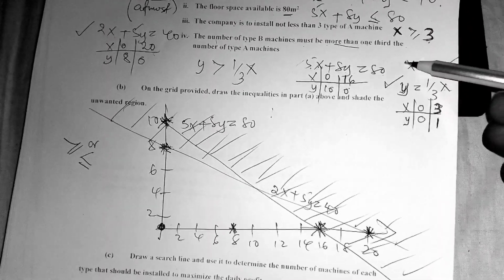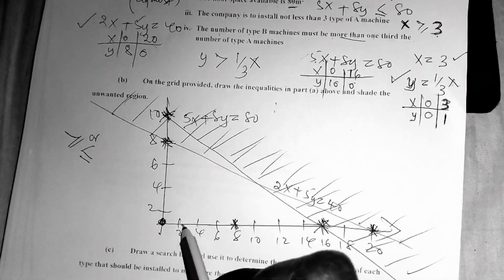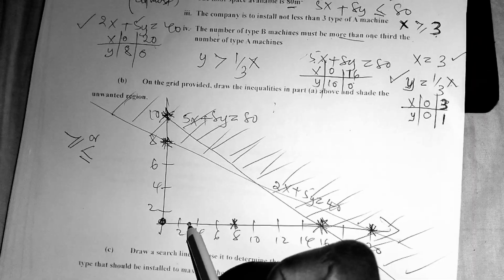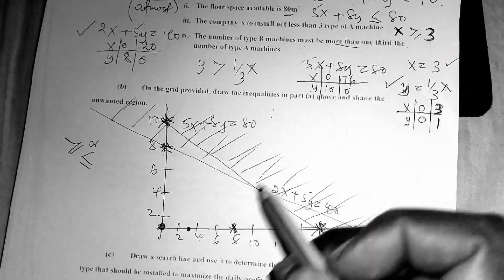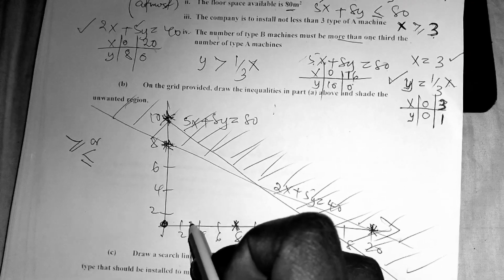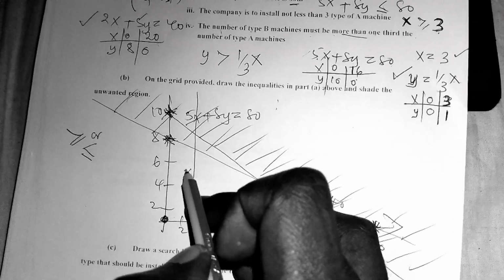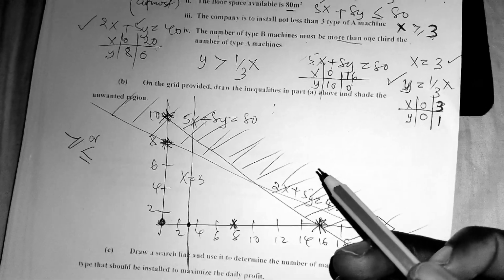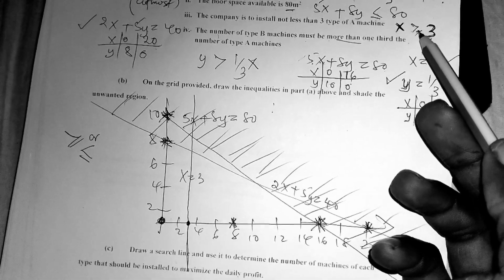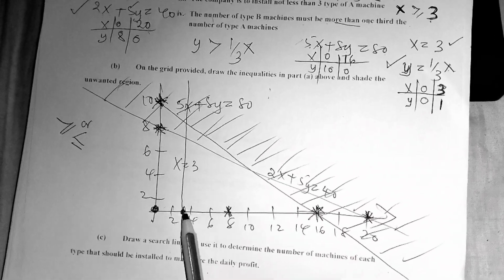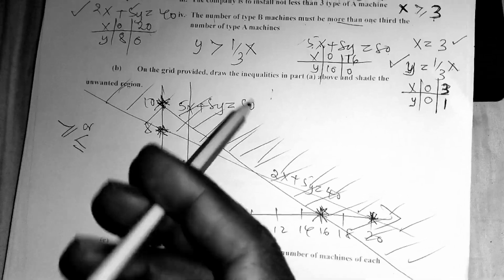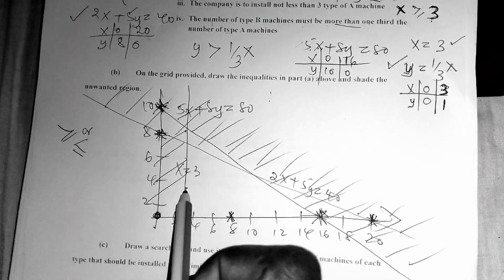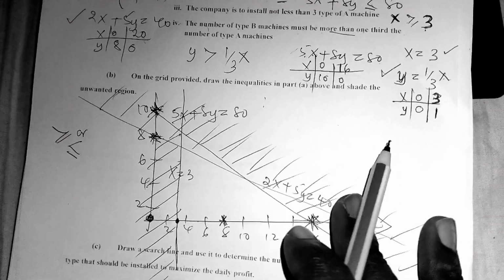So again we come to the line x is equal to 3. It is at this point where the value of x is equal to 3. And due to the sign greater than or equal to, again that one will be a continuous line. So we have this line here, x equals 3. So x greater than or equal to 3 means the values which are greater than 3, it is this side. So the unwanted part is on this other side, so you shade this other part.